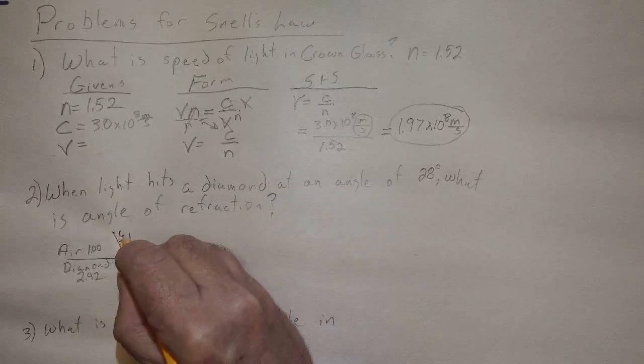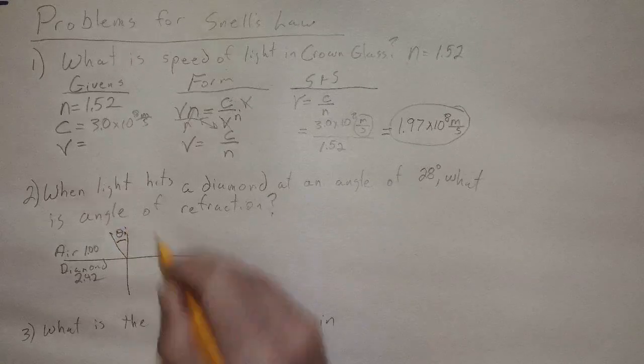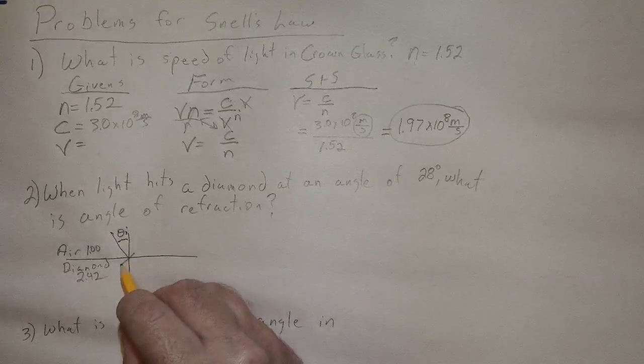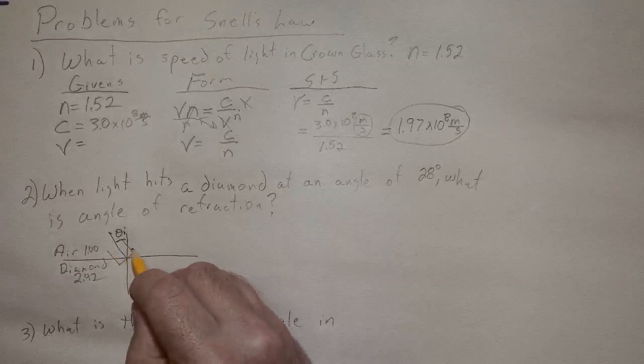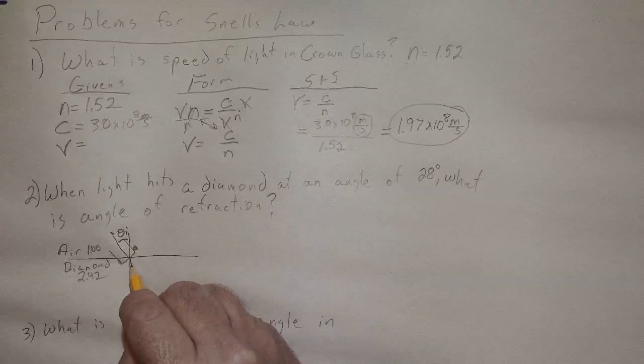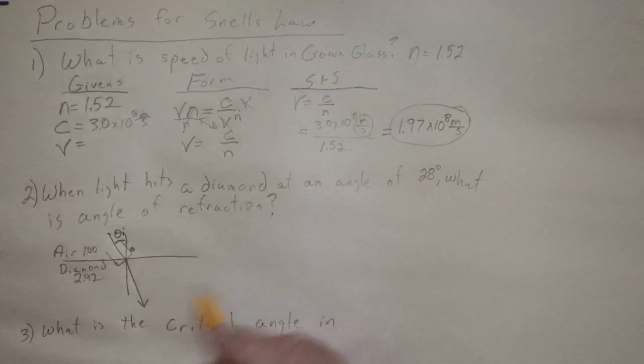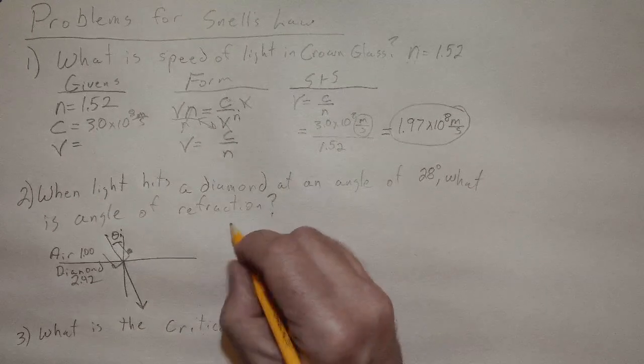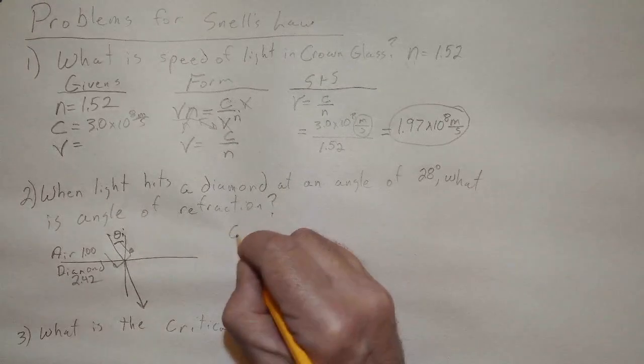So that is the angle of incidence. And what's going to happen to that? Well, we use the Jeep story. This tire's going fast, this tire's going slow, so we know it's going to bend toward the normal. Good. So let's set it up then. The givens.